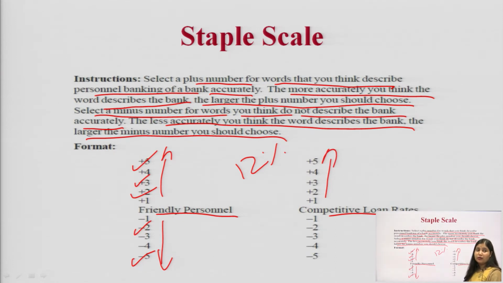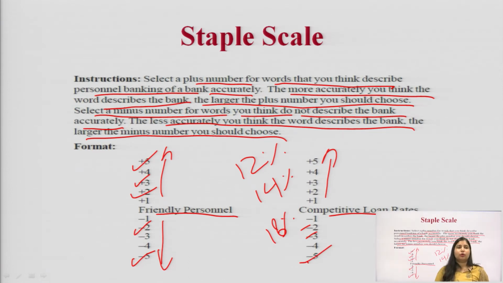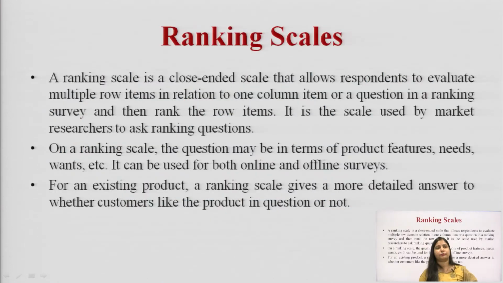But if you think they are giving a high loan rate, suppose the market rate in most banks is 12%, but they are charging 14%, then you may select -2 or -3, depending. But if they are charging you 18%, which is extremely high, then you may select the -5 value. So this is how the Stapel scale works.